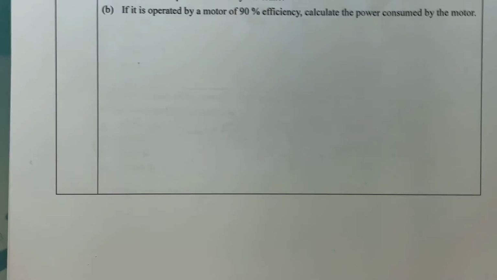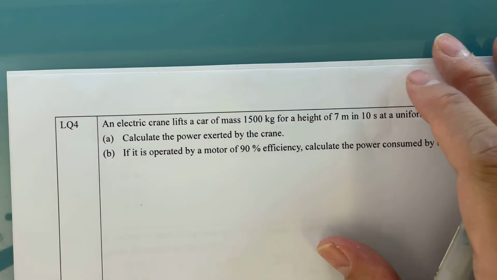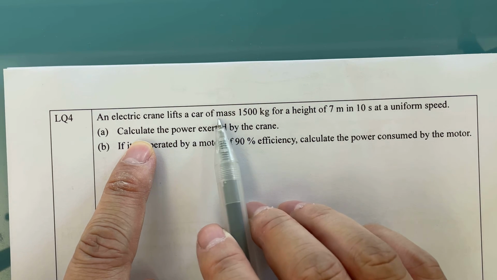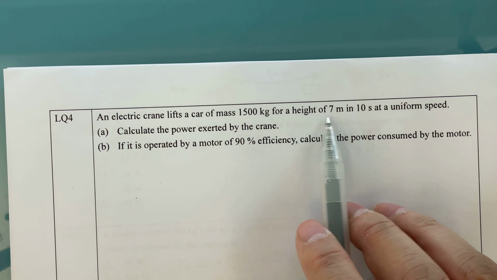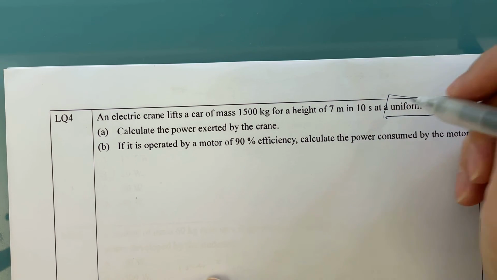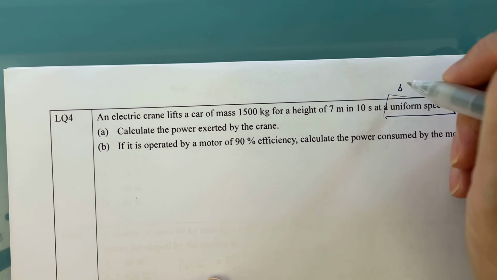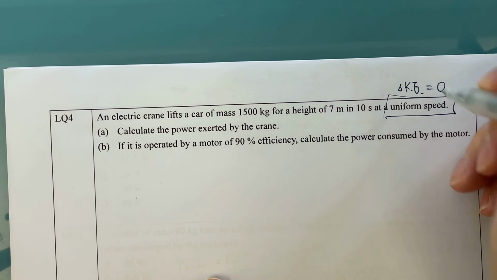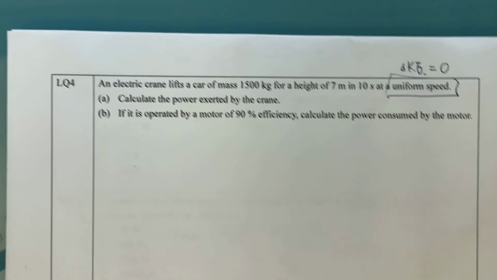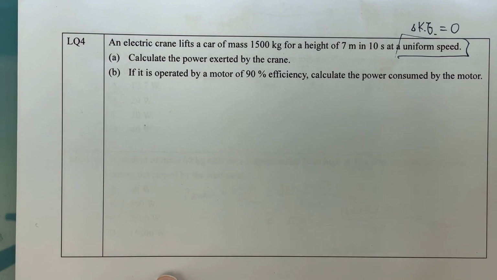Okay, finally we come to the last question. There is an electric train that lifts a car of mass this and up to a height of 7 meters in 10 seconds, at uniform speed. When you see this uniform speed, that means the change in KE is 0. That means you should only consider the potential energy change in this case. There's no change in KE.